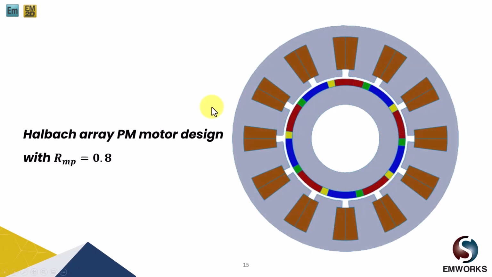Now moving on to the Halbach array arrangement with the magnet ratio as 0.8. So here, as you can see in the picture, we have the red and the blue magnets, which represent the radial arrangement, and the yellow and the green are the tangential arrangement of the magnets, and the ratio between the radial and the tangential magnets is close to 0.8.